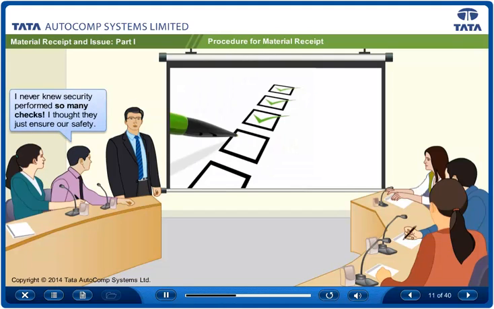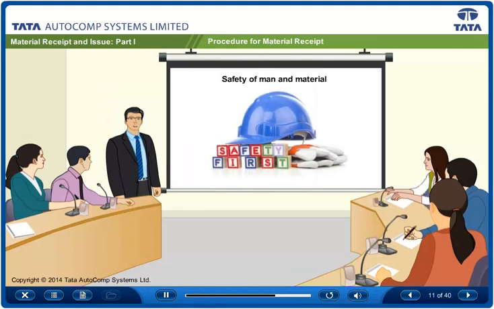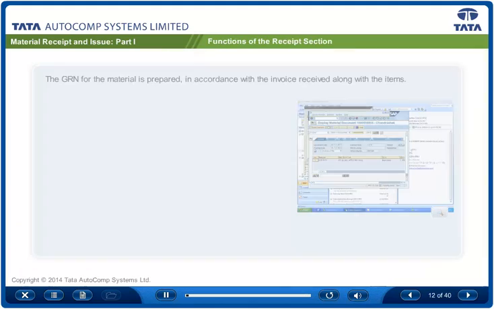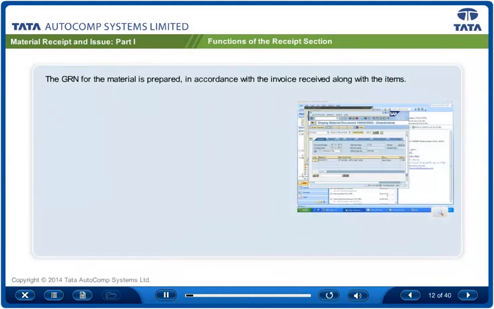Oh my God, I never knew security performed so many checks. I thought they just ensure our safety. Yes, they do it for the safety of both man and material. What happens next? After the verification of the purchase order number and items data, the GRN for the material is prepared, for the items received in accordance with the invoice received along with the items.